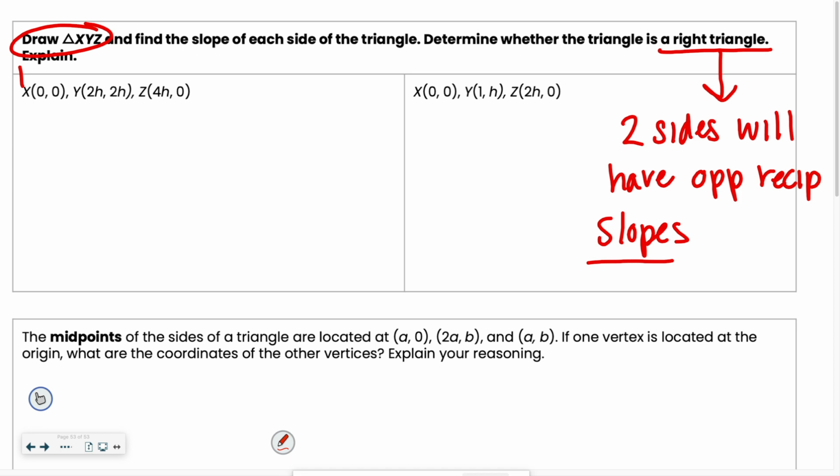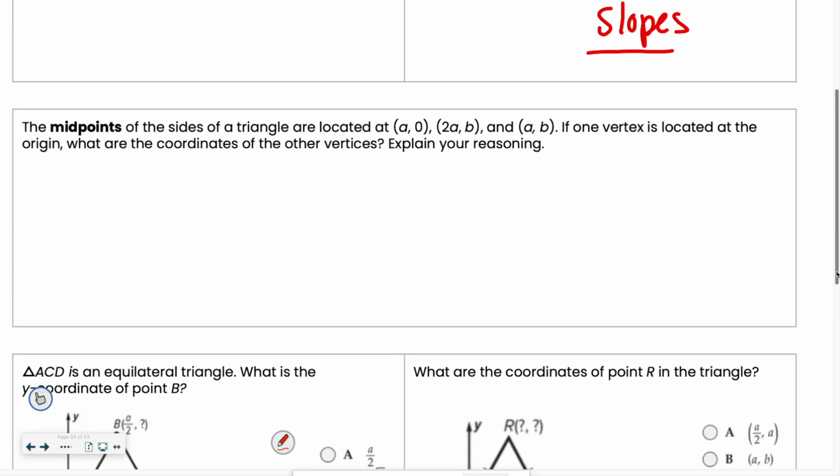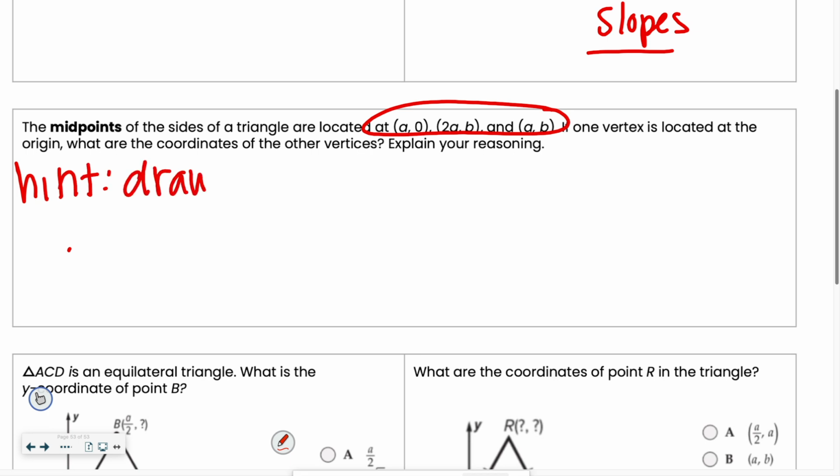Let's see. Midpoint to the side. Okay. I think you'll be okay there. On this one, draw this out. That's my hint. Draw a picture. These are the midpoints of the sides of a triangle. So these are the middle. They're not the vertices. You got to figure out what the vertices are, giving one is at the origin. So start off with a picture and it'll make the rest much, much easier.